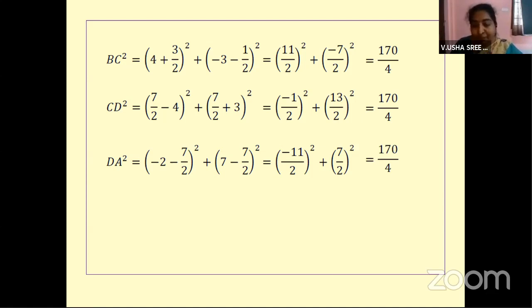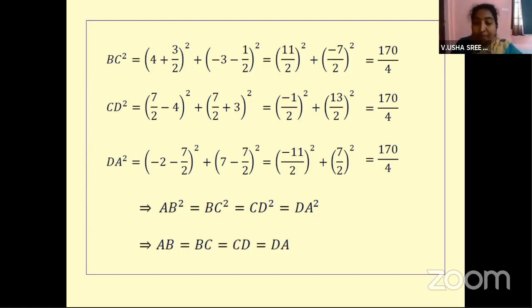Now, clearly, if you observe all these distances we have calculated, AB square is equal to BC square. It is also equal to CD square and also equal to DA square. That means all the sides of the quadrilateral are equal. Now, still I am not saying it is a rhombus, children. We didn't confirm yet. So when the squares are equal, we can always say AB equals BC equals CD equals DA. Now we'll go for the calculation of the length of the diagonals.